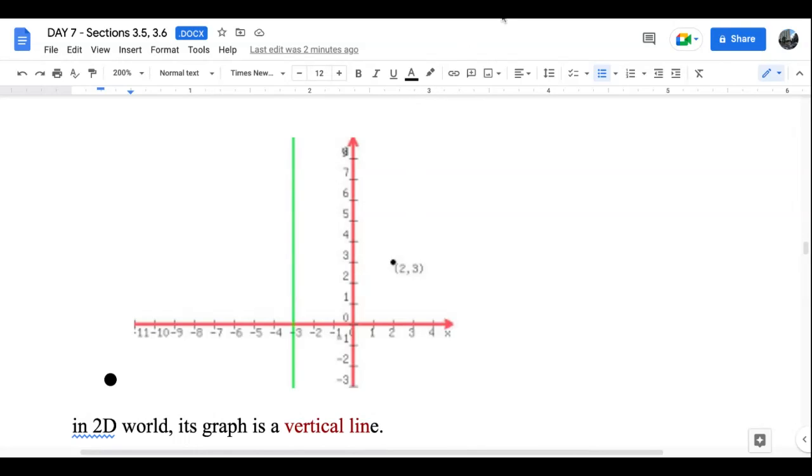Does that make sense? Does that answer your question? We don't read from left to right or up and down or down up. We read from the origin. We'll talk more about this if this is confusing.